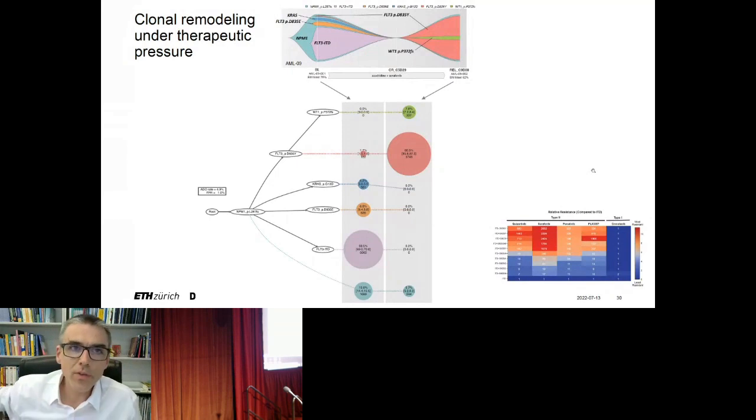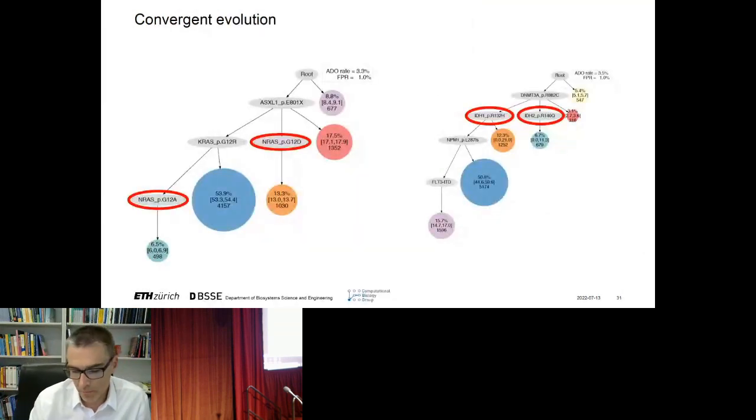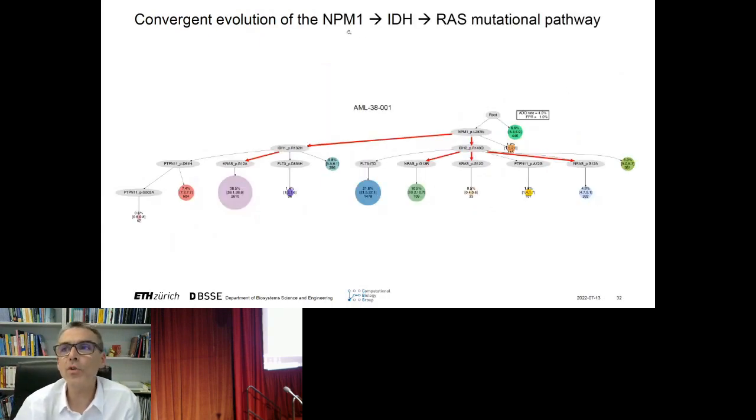Now, looking across these trees, we recognized some recurring patterns, something that I call convergent evolution. So here's such an example where a mutation in NRAS seems to have developed independently. Actually, it has developed at the same position of the amino acid sequence, but not exactly the same amino acid change. So most likely that is a similar effect, but of course we can't tell. Similarly, these are two interacting proteins, IDH1 and IDH2 here, that again have developed independently in two different branches of the same tumor.